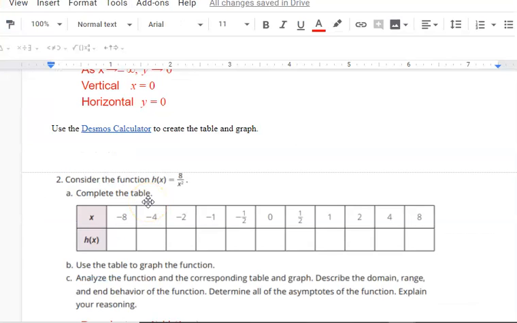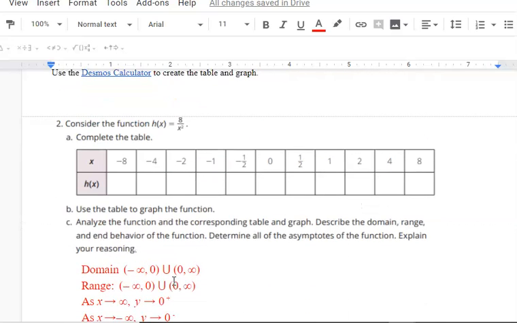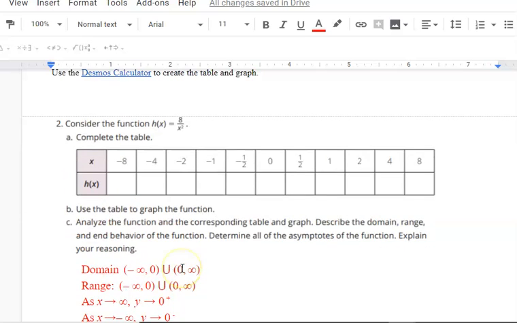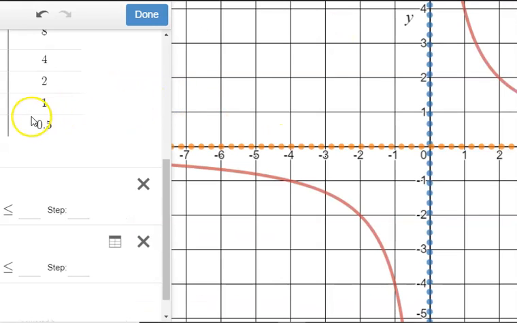Okay, practice question 2. Consider the function h of x equals 8 divided by x squared. Complete the table. So the values are the same in this table. And then we're going to analyze the function. Now, I've written down the same domains, ranges, and everything, so I would not do that. Don't copy that. I just was being a little lazy there.